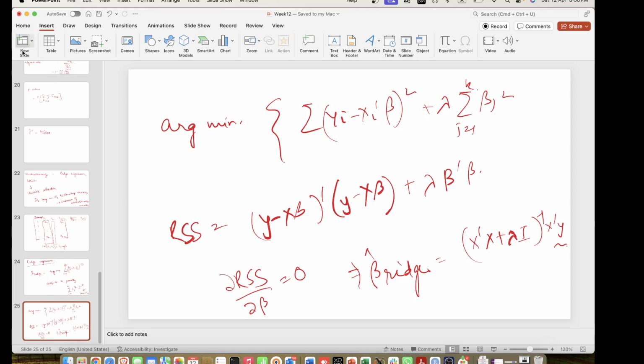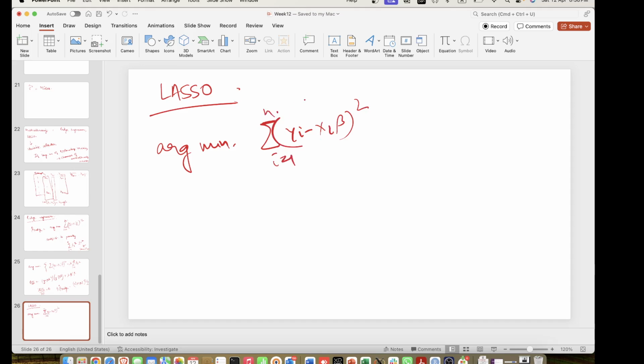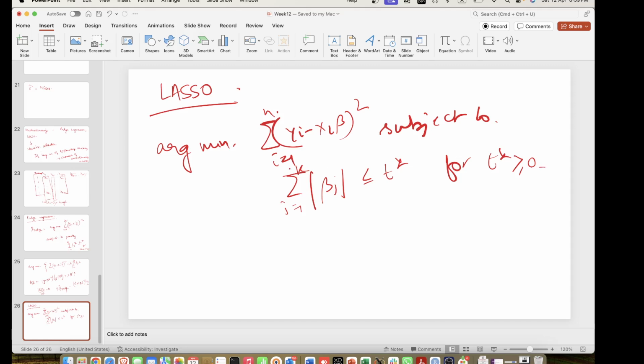Okay, and then lastly we learn about lasso, which is very similar to ridge, but here we are minimizing summation yi minus xi beta whole square, i equal to 1 to n, but subject to the criteria that summation of absolute value of beta j, j equal to 1 to k, is less than equal to t star, for some t star greater than equal to 0.